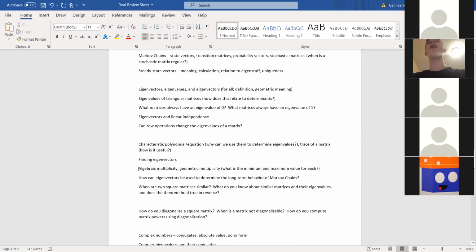Now we're going to talk about algebraic and geometric multiplicity. Algebraic multiplicity is just the number of times the eigenvalue appears in the characteristic polynomial. So if you have, for example, (lambda minus 1) all squared equals 0, then lambda equals 1 has an algebraic multiplicity of 2.